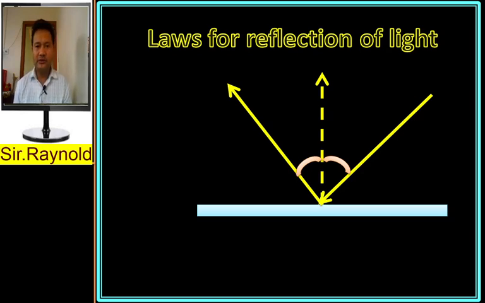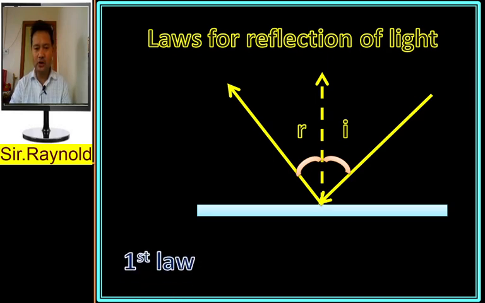In the laws of the reflection of light, we have two laws, the first law and the second law, and we are going to look at both of them today. Before we go to the first law, let me tell you that the angle of incidence is also denoted by I, and the angle of reflection sometimes is also denoted by R. So this is for your information.